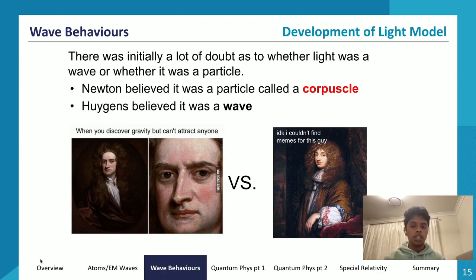Initially there was a lot of doubt as to whether light was a wave or a particle, and the two people leading this debate were Newton and Huygens. Sir Isaac Newton believed that light was made up of particles, and these particles were called corpuscles. He believed that these corpuscles were attracted to mass, so as they would enter a more dense medium, they would speed up.